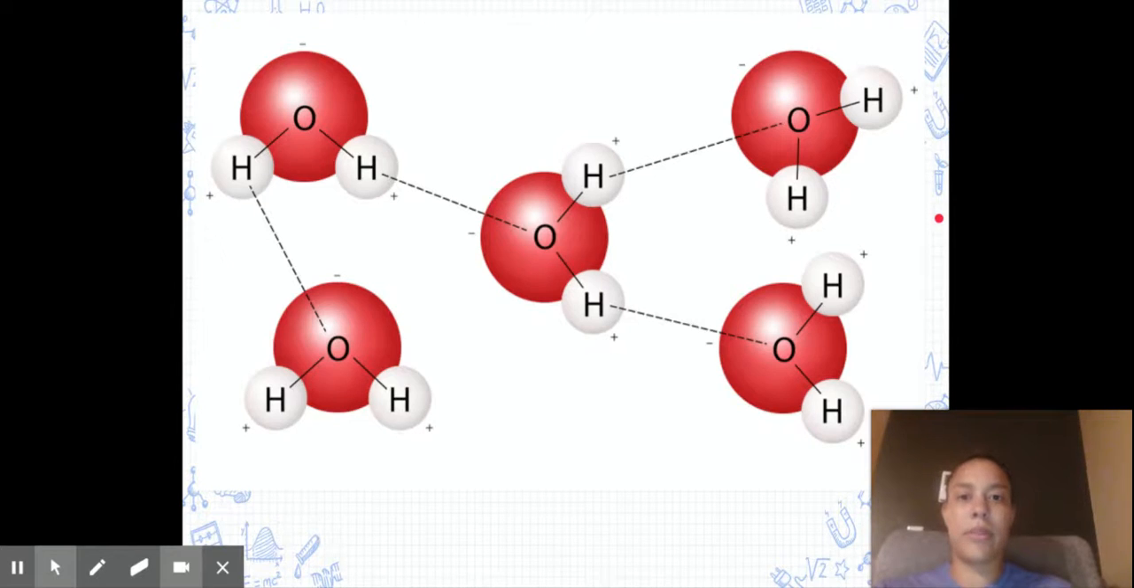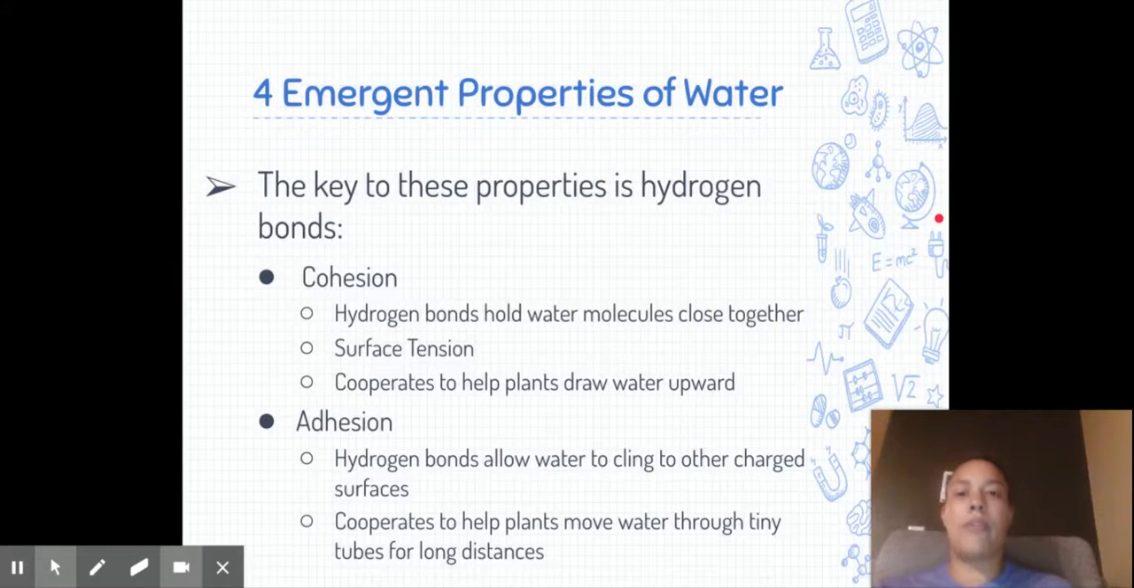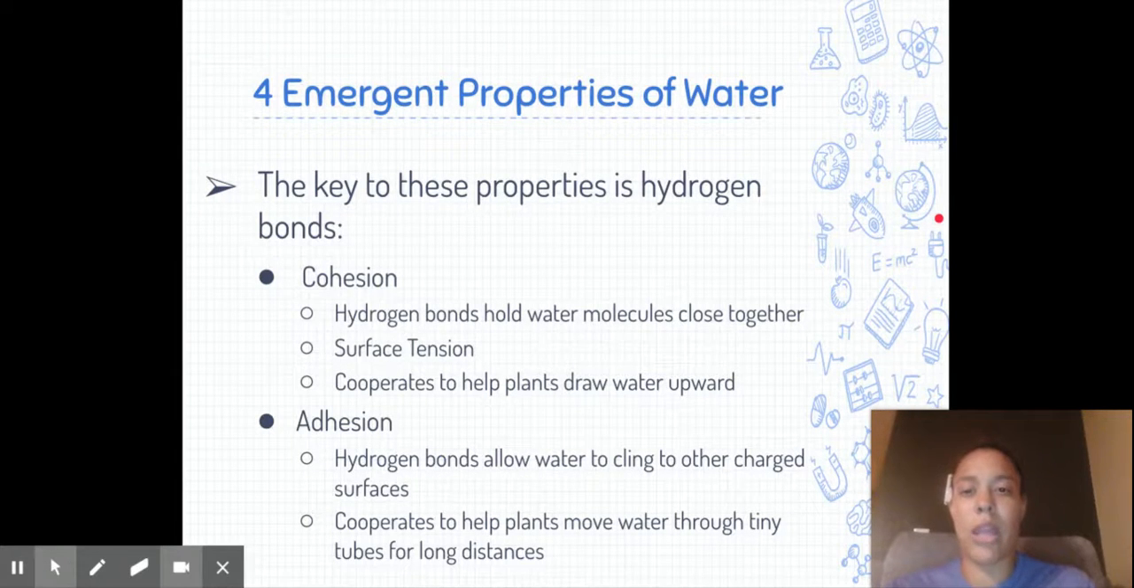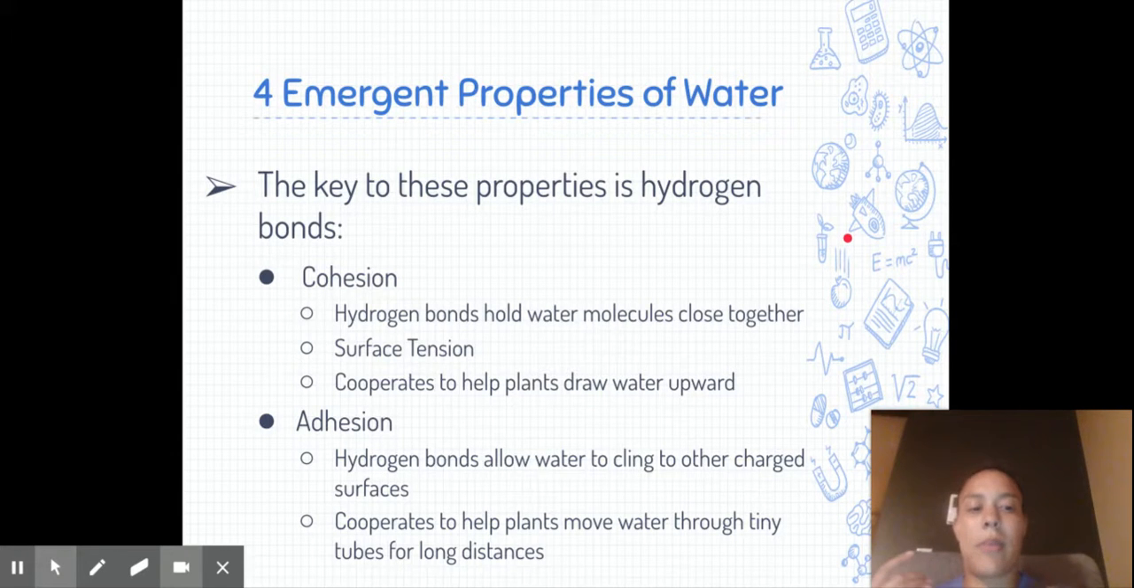All right. I'm going to cover 4 emergent properties of water. The first, and there will be several different terms that we go through, so feel free to pause and define them as we move along here. But our first property is that hydrogen bonds are the key. So cohesion versus adhesion is the first thing we're going to talk about.